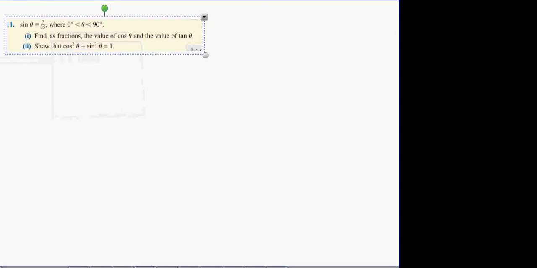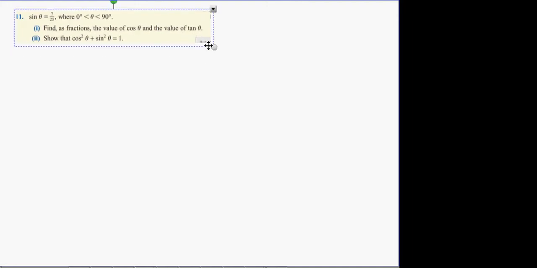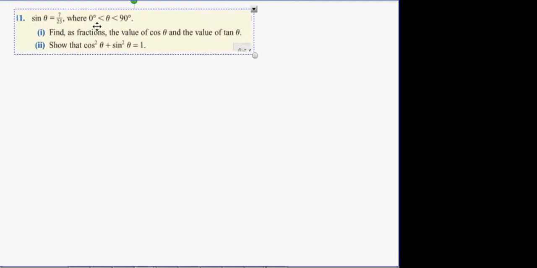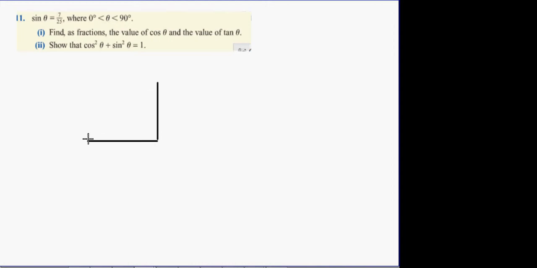Trigonometry, exercise 9.1. Okay, what it says here is sine theta equals 7 over 25. Find as a fraction the value of cos theta and the value of tan theta. Here's what you do. Sine theta belongs to a right angle triangle. Now, what exactly are sine, cos and tan?